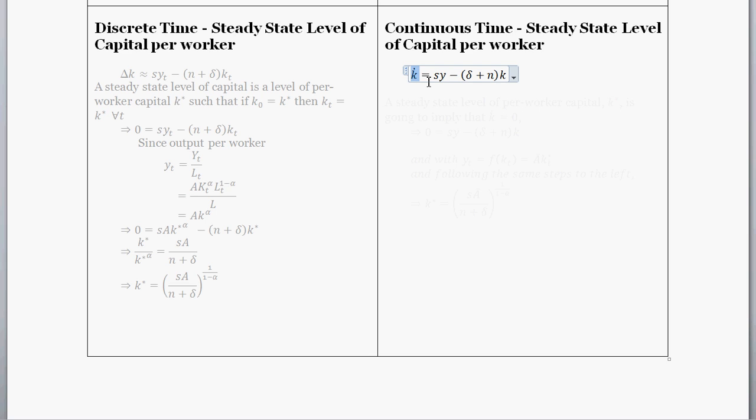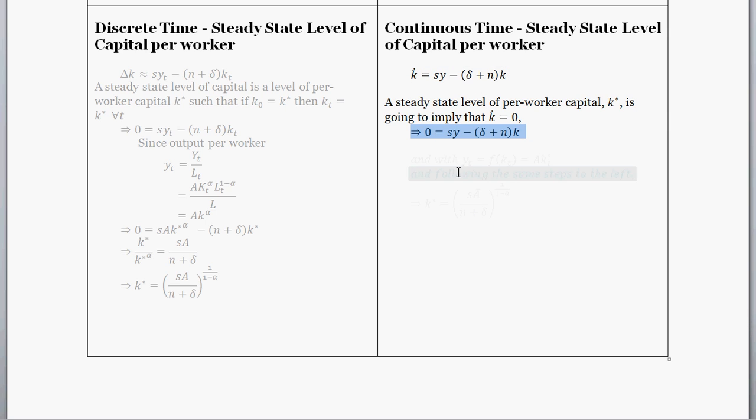So once again, how do you find the steady state level of something? Well, you set up the equation that defines how it changes through time, which above we found. So per worker capital changes through time. It's equal to per worker investment minus depreciation plus population growth times the existing stock of capital per worker. So to find the steady state level, we need to set that k dot equal to 0. So this is going to be equal to 0. And then we're going to solve for k star.